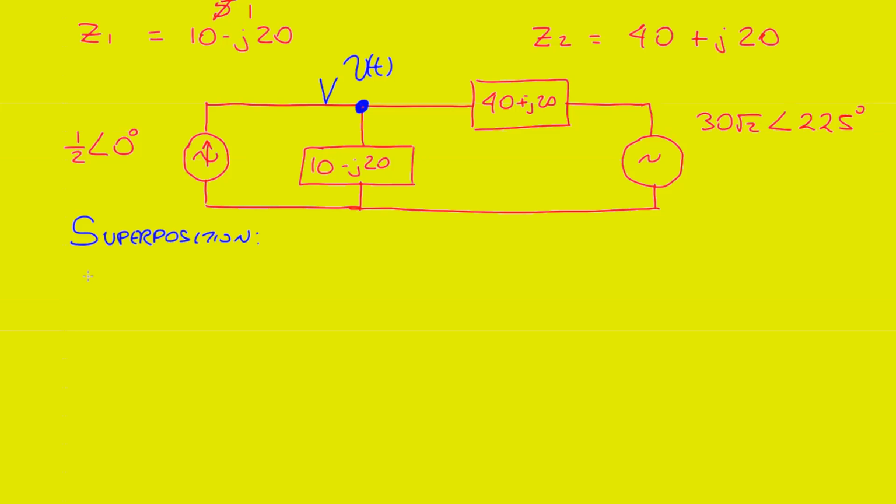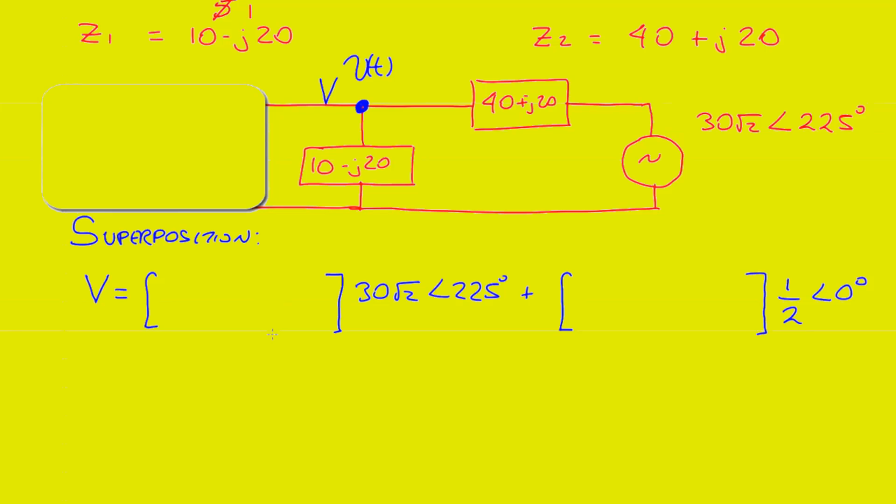Superposition tells us that the output voltage will be equal to some function multiplied by each of the sources. So I'll have some function times 30 root 2 at angle 225 degrees, plus some other function times the current source, or 1/2 at angle 0 degrees. Returning to the voltage source, I set the other source to 0, the current source, so that's as if the current source was no longer there, or it's an open circuit.